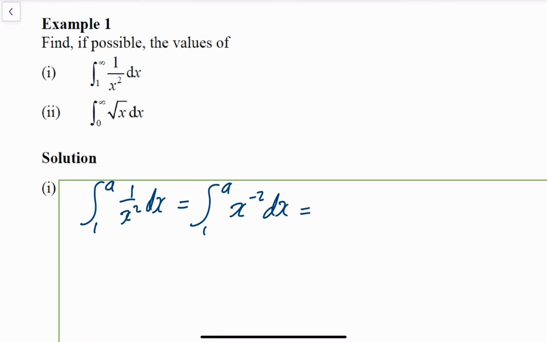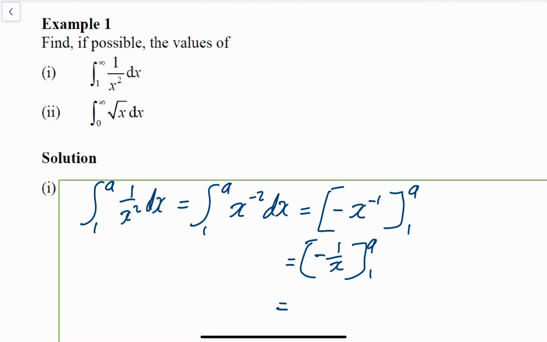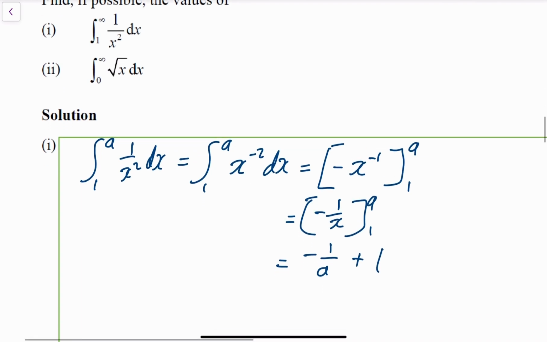And then once we've integrated, raise the power by 1, goes up to x to the -1, and divide by the new power. So dividing by -1 is just going to be minus. So that's what you've got between a and 1. And then put that in. That's the same as -1 over x, between a and 1. If you put that in, that's -1 over a, then minus -1 over 1, so that's going to be +1.